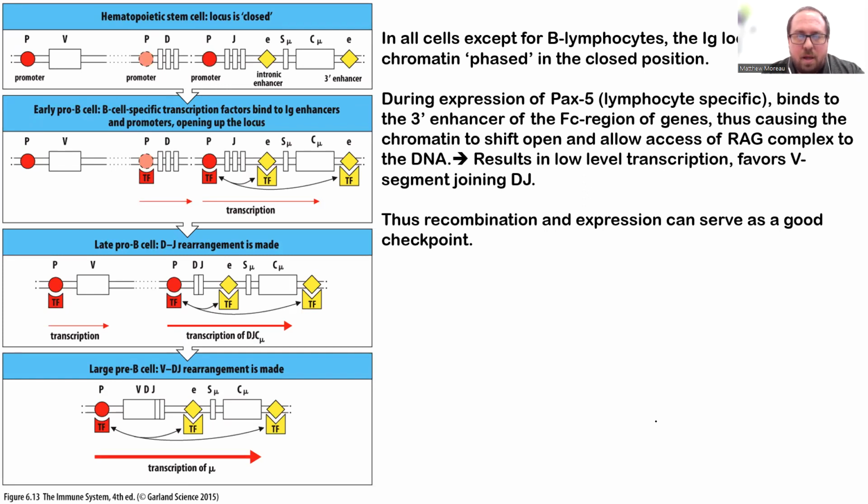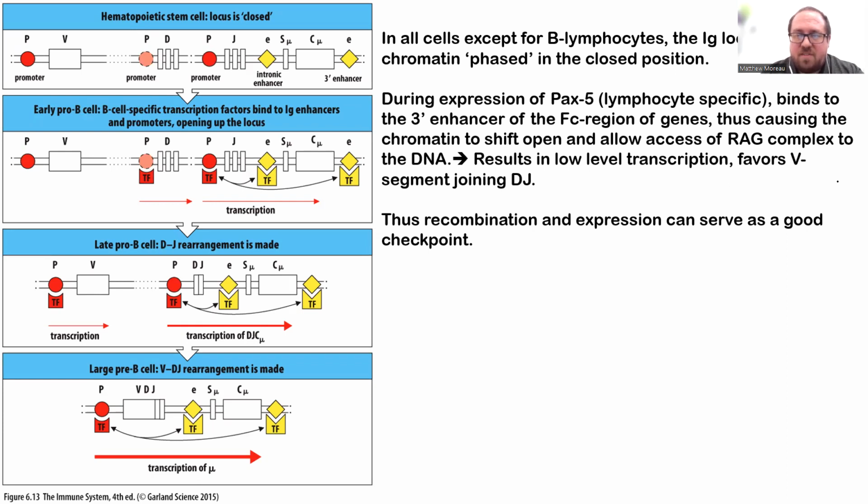So, interestingly, in all cells except for B lymphocytes, the immunoglobulin locus is closed, and this Ig locus is very different from the locus that's found in the T cell receptor zone. The T cell receptor locus is on a different chromosome than the B cell immunoglobulin locus, because there's a different series of VDJ possibilities.